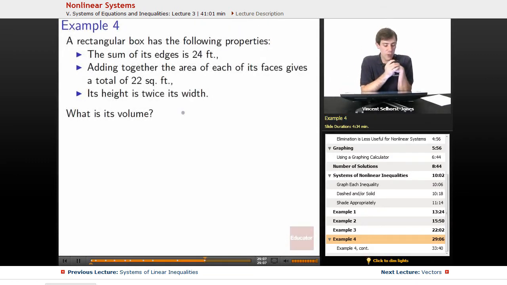All right, example 4. A rectangular box has the following properties. The sum of its edges is 24 feet. Adding together the area of each of its faces gives a total of 22 square feet. Its height is twice its width, and then we're asked to find out what is its volume.